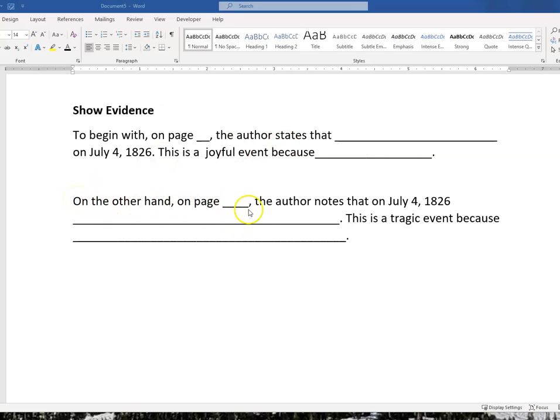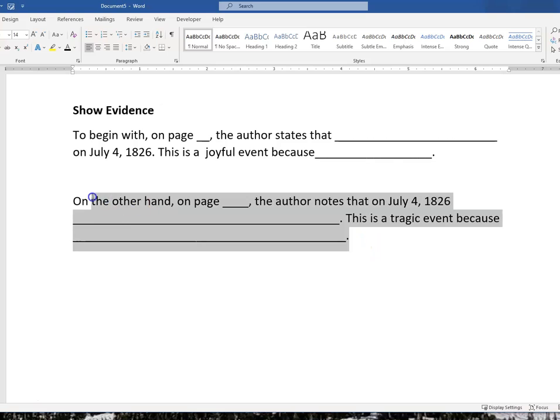The next thing I want you to do is write a paragraph that says, on the other hand, on page blank, the author notes that on July 4th, 1826, blank, and that blank is going to be the tragic event that happened on July 4th, 1826. And this is a tragic event because blank, and explain to me why it's something tragic. Boys and girls, I'd like you to use at least one piece of evidence for the joyful event and try to find two things that happened that were tragic.